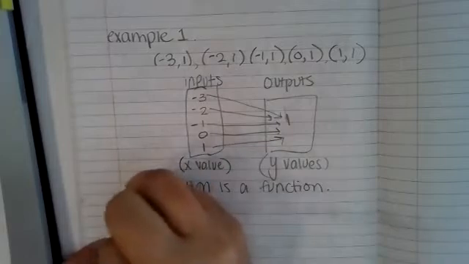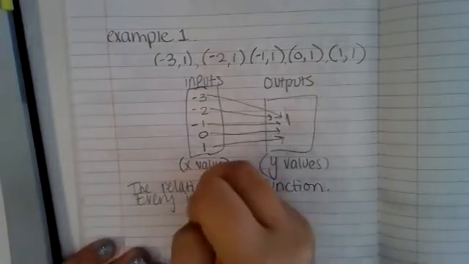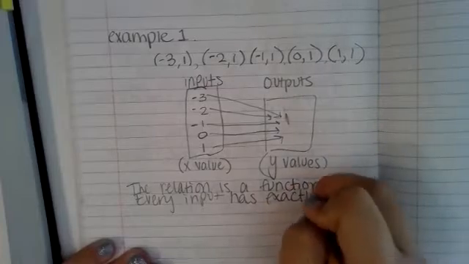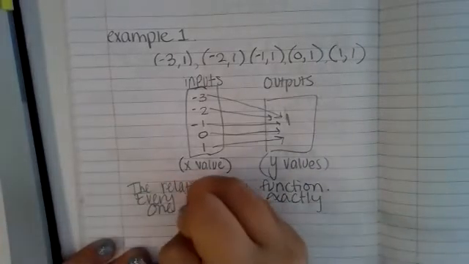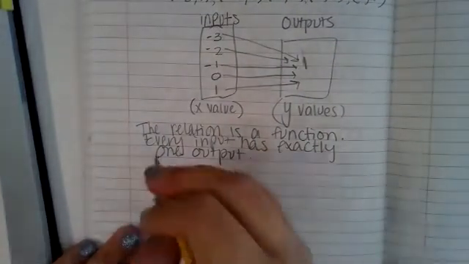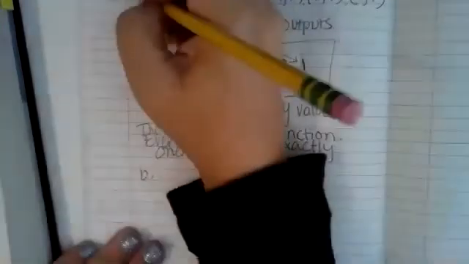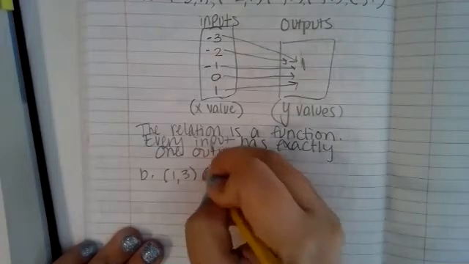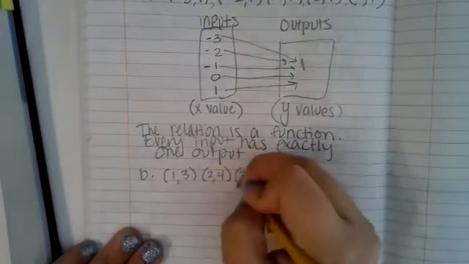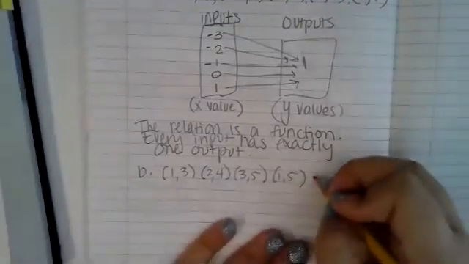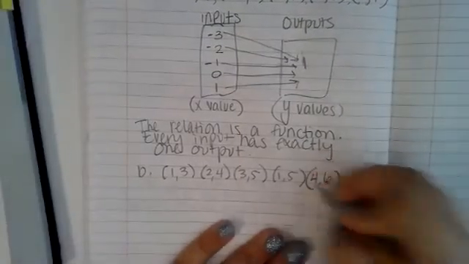Every input has exactly one output. So we know it is a function. Then part B here, we're going to look at this again. We have 1, 3, 2, 4, 3, 5, 1, 5, 4, 6.